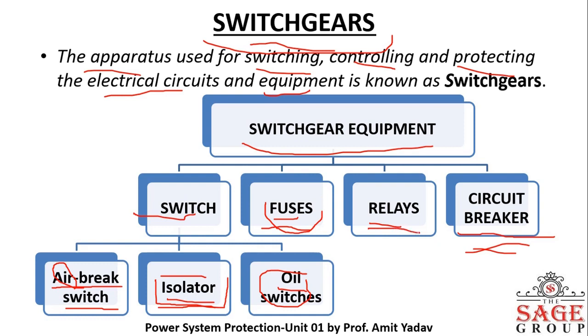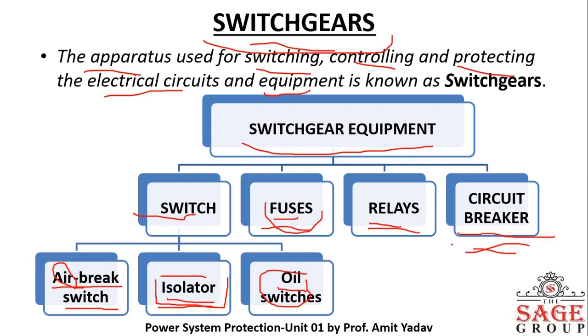Now third is the relay. What is a relay? A relay is a device which detects the fault and supplies information to the breaker for circuit interruption. We will discuss various types of relays in detail later, but in this introductory video I just explain what a relay is and give some examples.